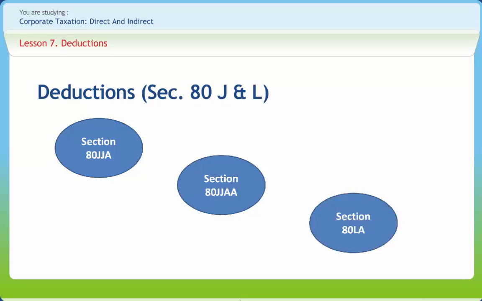80LA provides deduction in respect of certain income of offshore banking units. It is applicable to only scheduled banks owning offshore banking units in a special economic zone. The amount of deduction is 100% for the first 5 years and 50% for the next 5 years.